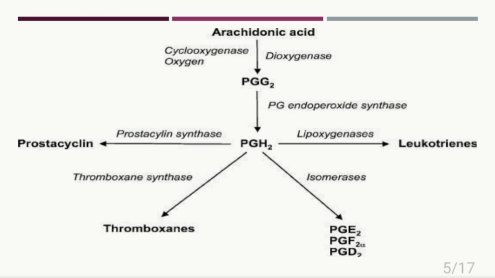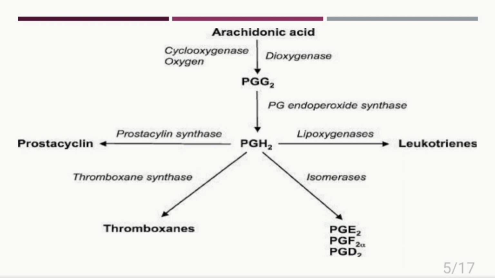Here I have mentioned how prostaglandins, thromboxanes and leukotrienes are formed. Phospholipid, with the help of phospholipase, produces arachidonic acid. Arachidonic acid, with the help of cyclooxygenase and dioxygenase, produces prostaglandin G2. Prostaglandin G2, with the help of prostaglandin endoperoxide synthetase, produces prostaglandin H2. Prostaglandin H2, with the help of lipoxygenase, produces leukotrienes.